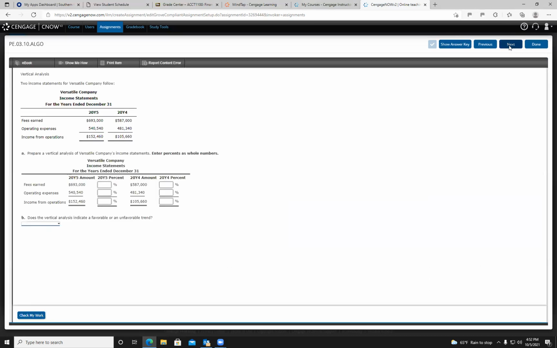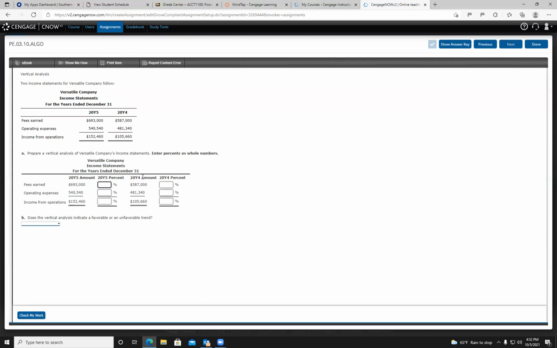Okay, so the last problem we're going to look at, because I didn't want to get this video too long, so I want to go ahead and look at this last one. This is doing your vertical analysis. The vertical analysis is comparing your operating expenses and your income from operations and comparing what percentage of those came from your fees earned.